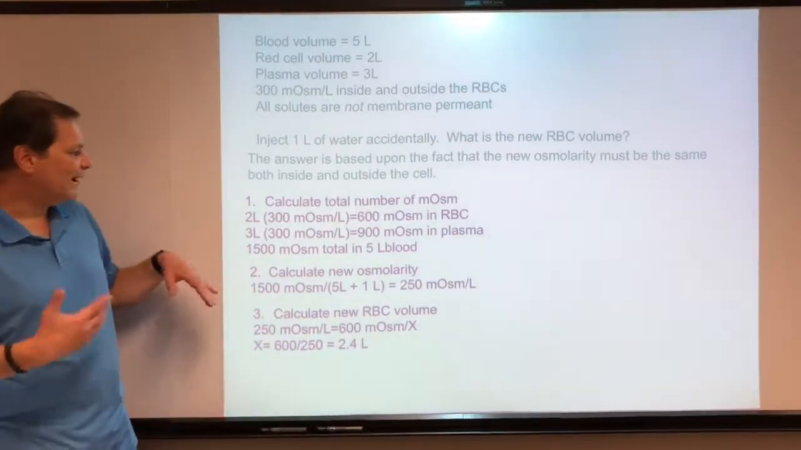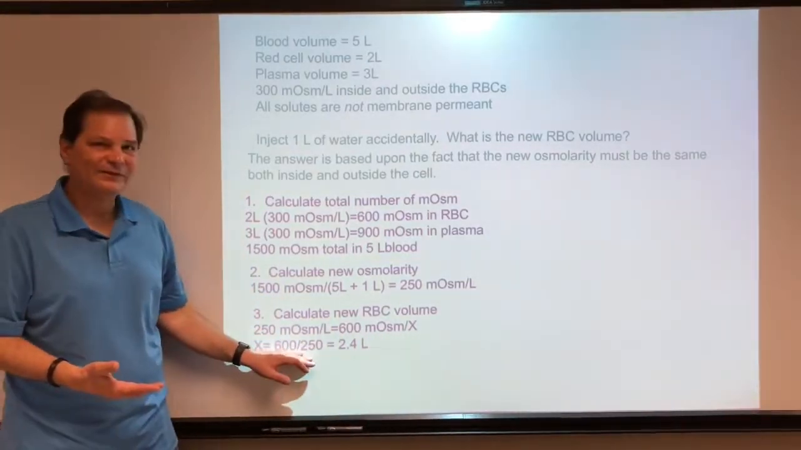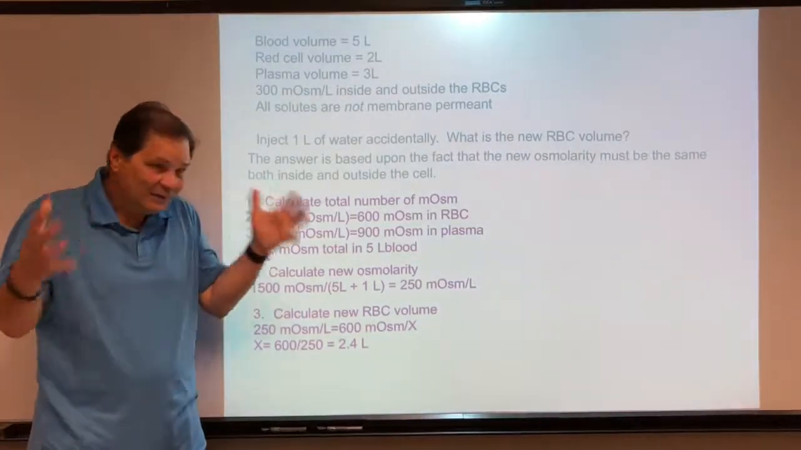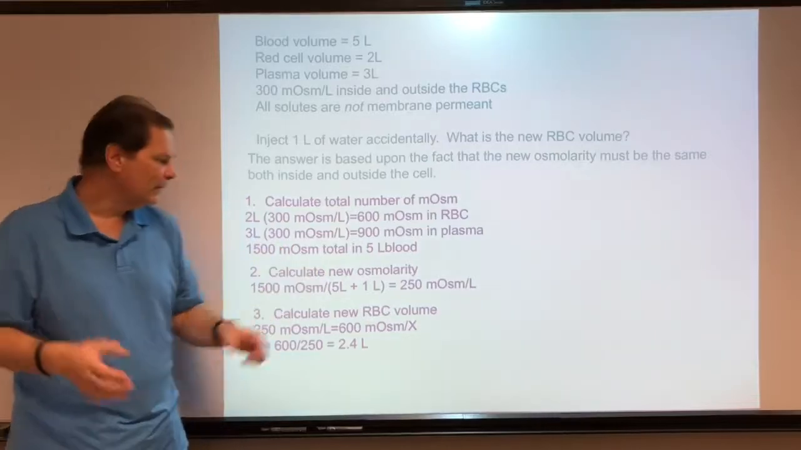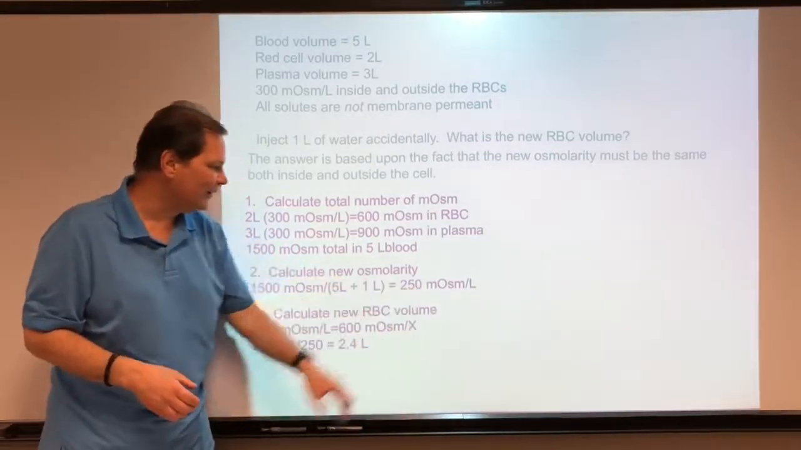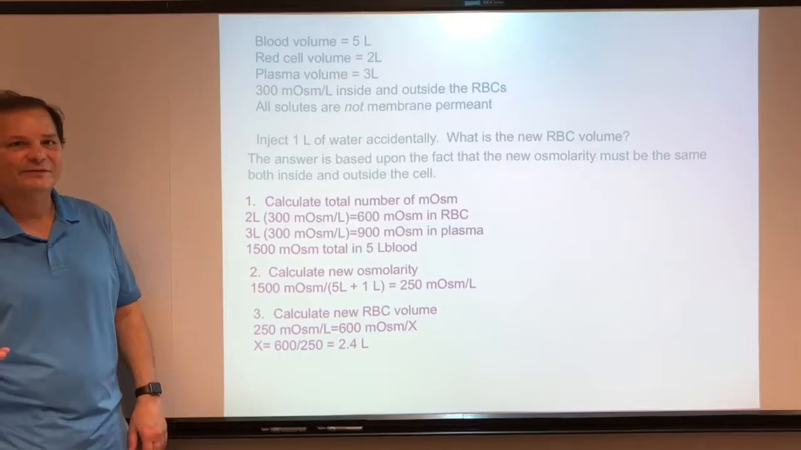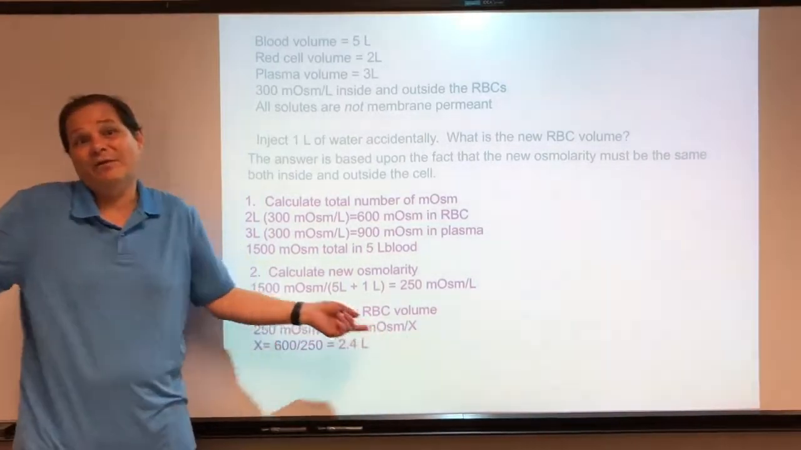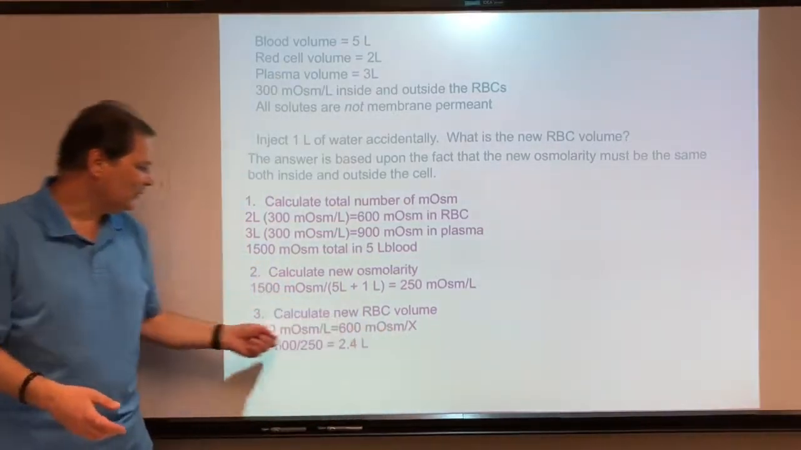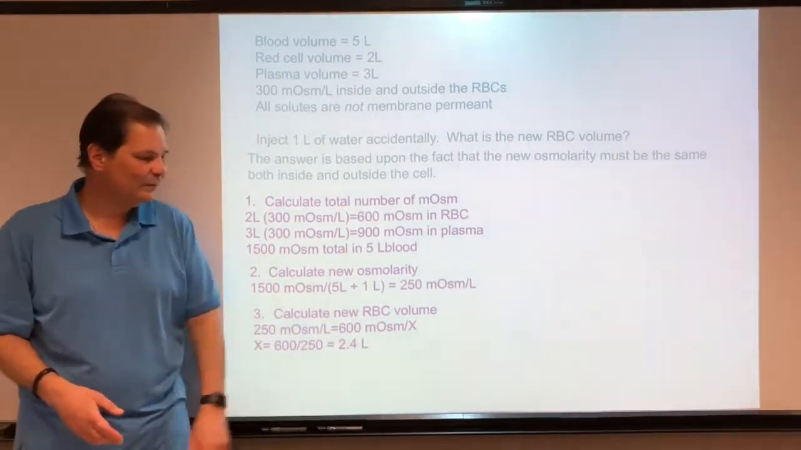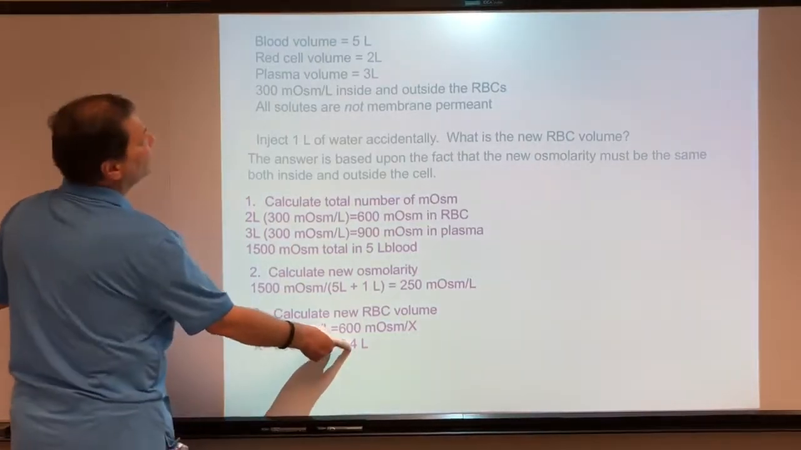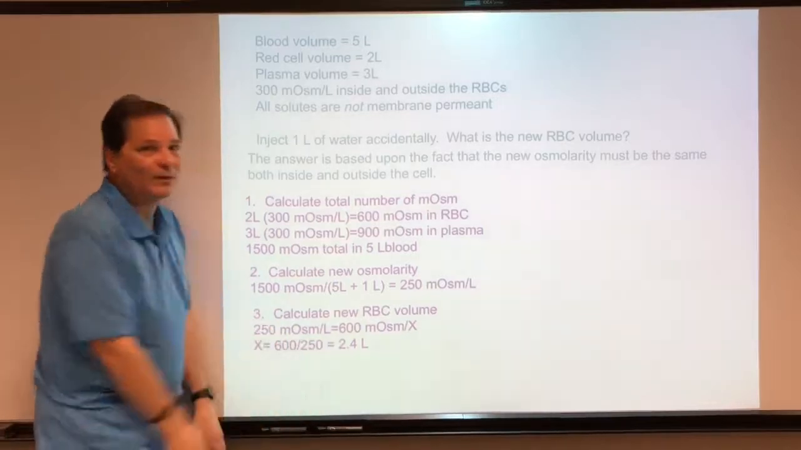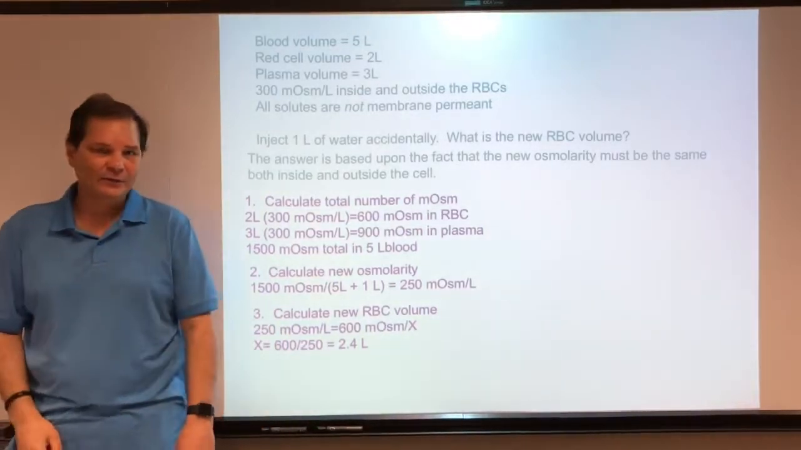But we have a new osmolarity, and that osmolarity inside the cells is the same as the osmolarity outside the cells, which is the same as the total osmolarity in the blood as a whole. So if we calculate the new total osmolarity, that tells us what the osmolarity is of the red blood cells. And so we take our 600 milliosmoles and we just say, okay, what's the new volume got to be in order for the osmolarity to be 250, and it has to be 2.4. So my 1 liter of water caused those red blood cells to swell from 2 liters to 2.4 liters. That's a lot of swelling, okay? So don't do that, right?